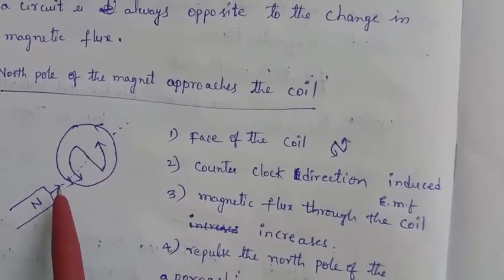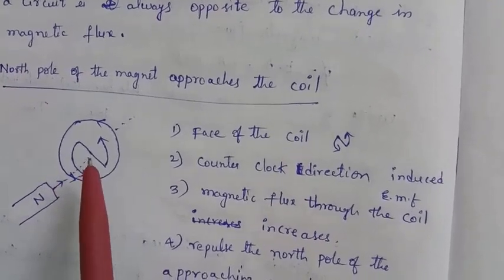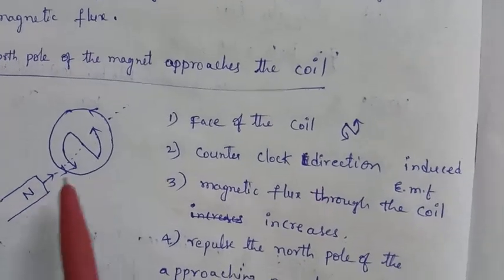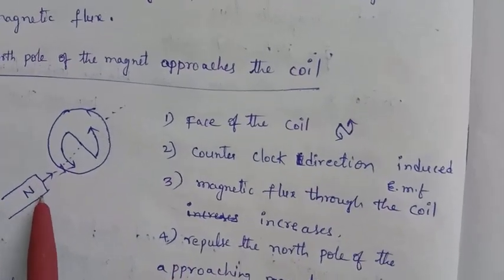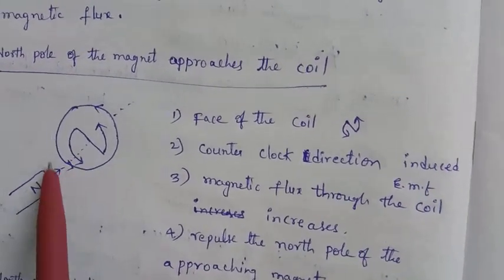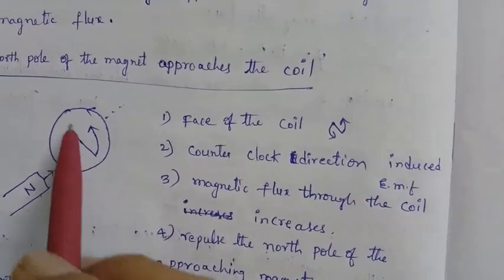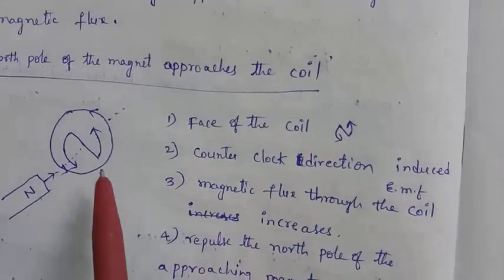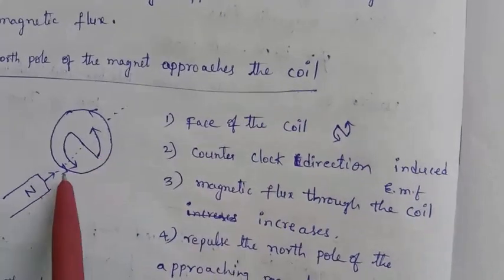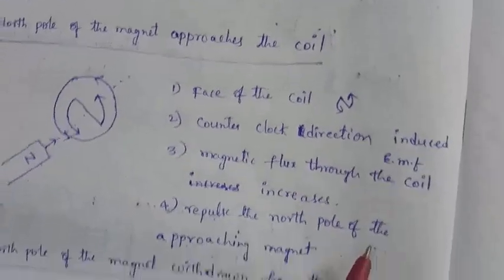Energy can neither be created nor destroyed, but it will be converted from one form to another form. So you have to do the work. What is the work you are doing here? The north pole of the bar magnet is being pushed against this repulsion. That work will be converted in the form of induced EMF.